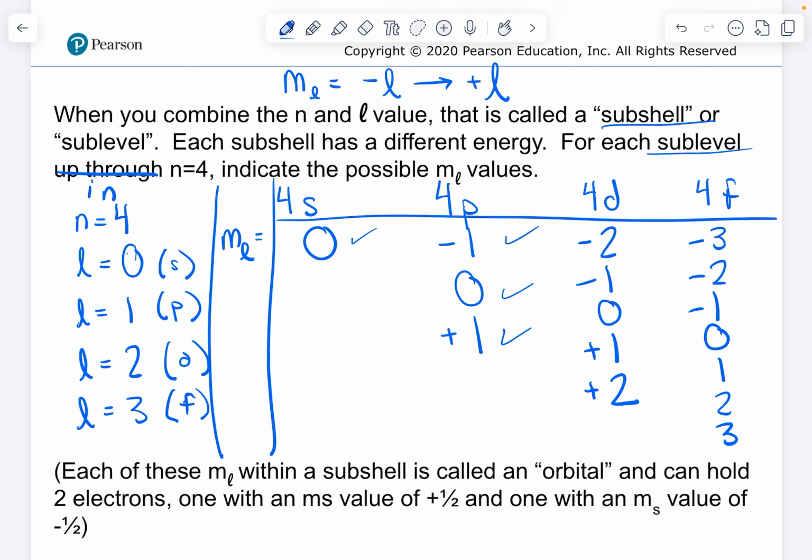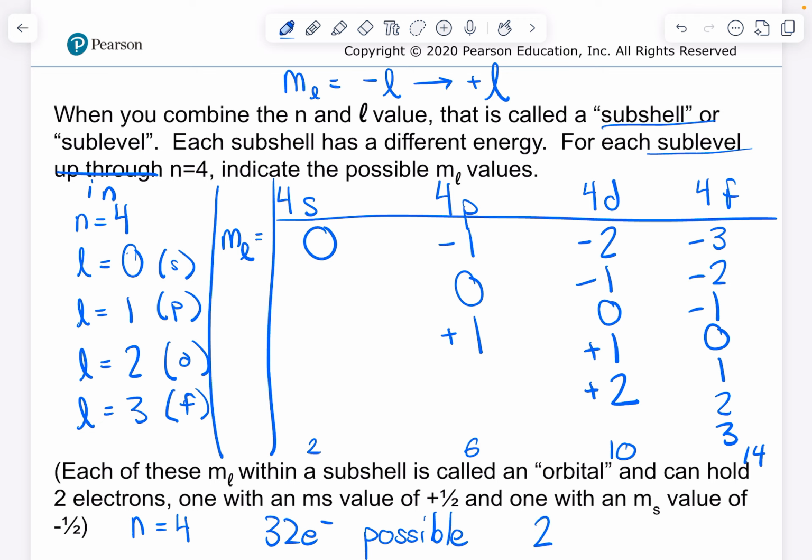Another thing that tells you is the total number of electrons that can be held in n equals 4. So this one would have 2 electrons, this one would have 6, 10, and 14, for a total of 32. And the trick with that one is you can also do this if you haven't written all this out. You can say 2 times n squared. So 4 squared is 16 times 2 is 32. We call that the electron capacity.